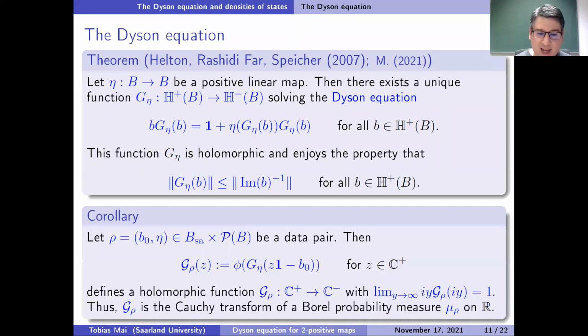But with this in mind, this justifies the construction that I presented to you before, because given such a data pair, we can consider the function that I introduced to you before, and this function turns out to be a holomorphic function. And it has the property that this limit at infinity is 1. And these are the characteristic properties that the Cauchy transform satisfies. So this G rho is indeed the Cauchy transform of a Borel probability measure. And this is the mu rho that I claimed to exist before. So this justifies that the construction which I presented to you really works.